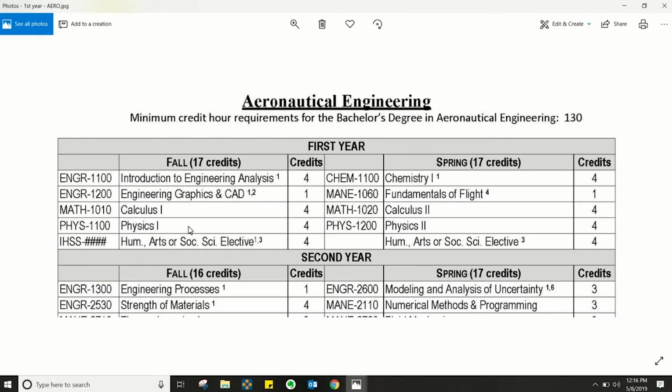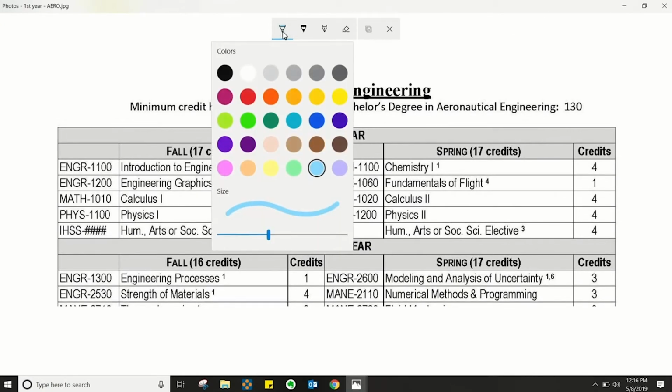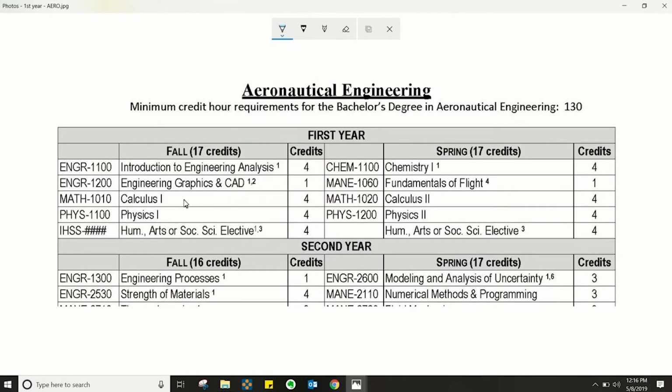So let's go through. We always take math and science in your first couple of semesters. So the first math class you're going to take is Calculus 1. Now what we're talking about right now is for a student who really doesn't have any AP credits, right? So we're looking at these courses as if you don't have credit for Calc 1 or Physics 1. If you do not, the first semester, that's real easy. You're going to take Math 1010, which is Calc 1. If you don't have credit for Physics 1, you're going to take Physics 1100, which is Physics 1.